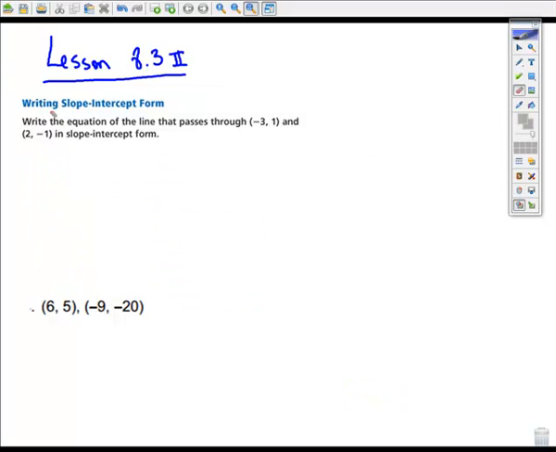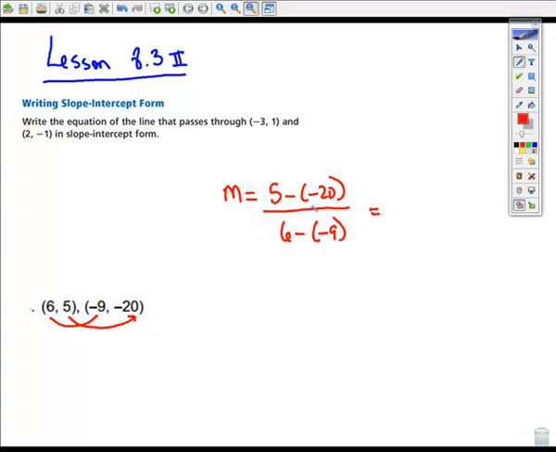Let's try the one down here with the points (6, 5) and (-9, -20). So again, if you look back at your notes, the first step is to find the slope. So I'm going to take 5, subtract -20. That's the change in y, and 6, subtract -9, that's the change in x. So again, I add the opposite in both cases here, and I end up with 25 over 15, and that simplifies to the improper fraction 5/3.